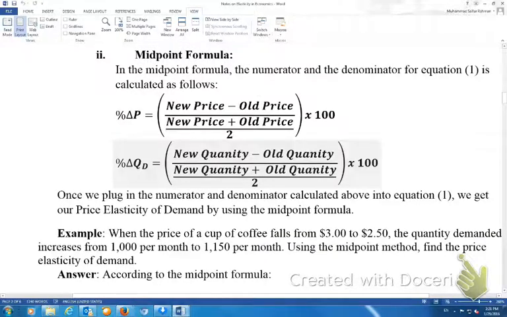The midpoint formula is pretty similar to the traditional method. The only thing is that when we look at the percentage change in price and quantity demanded, and we look at the denominator of this calculation, we notice that the denominator is a weighted average between the new and the old, both for percentage change in price and for percentage change in quantity demanded. In both cases, we find the denominator as an average of the new price and the old price by adding them and dividing them by 2. You also do the same thing for the quantity.